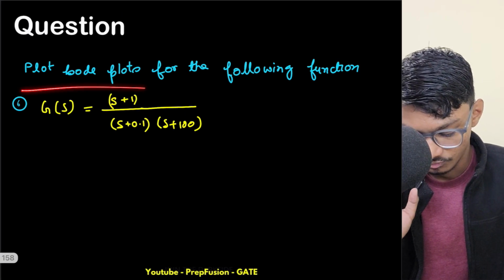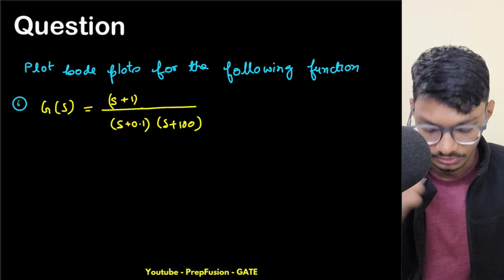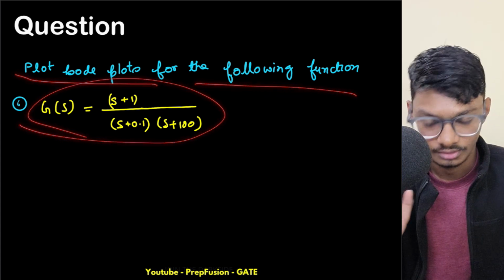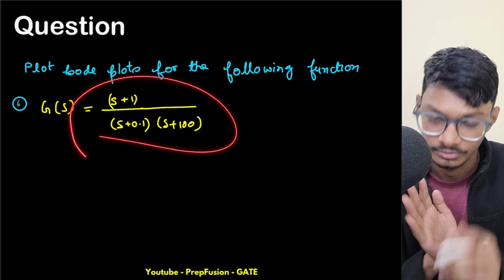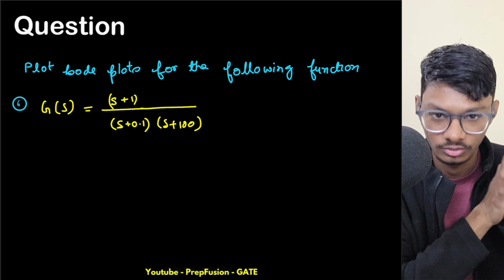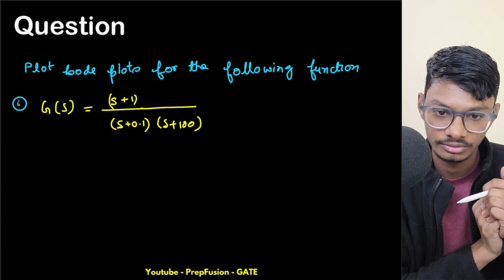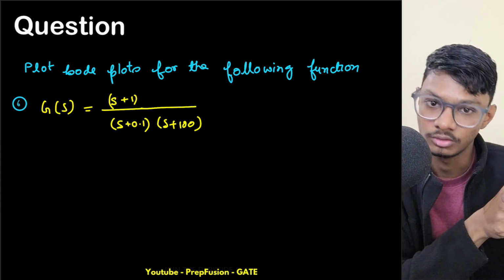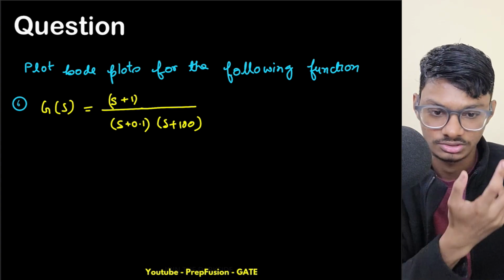Then we had a question. We have to plot the Bode plot for the following function. Obviously I will tell you the step-by-step guide of what we need to do, but first let's solve it on the go, and then I will write all the steps, how to solve it and what things to keep in mind, right?